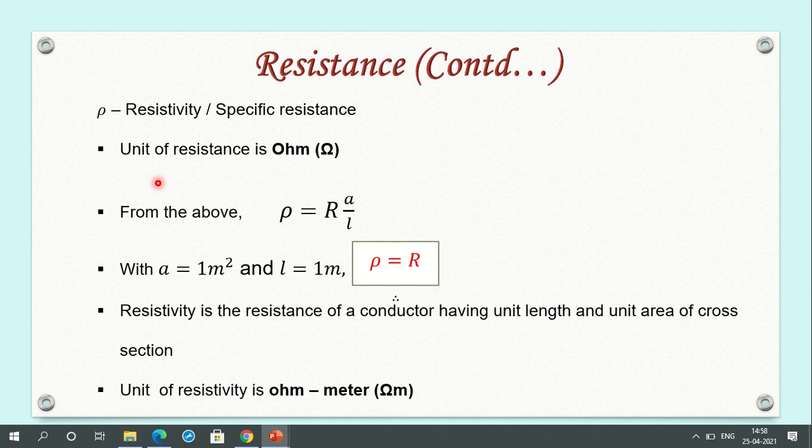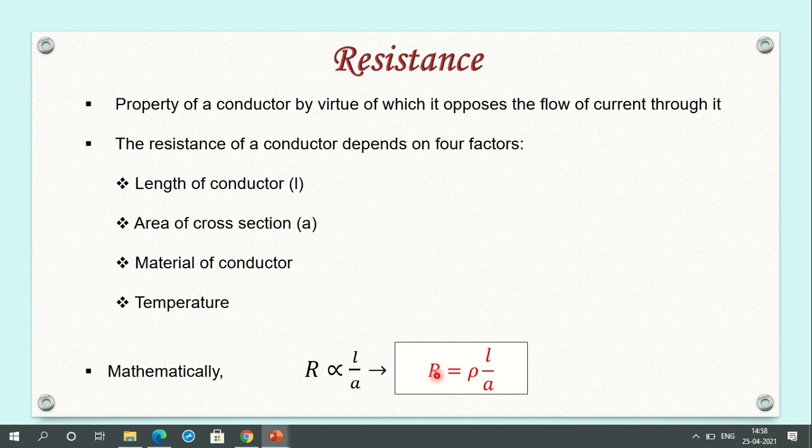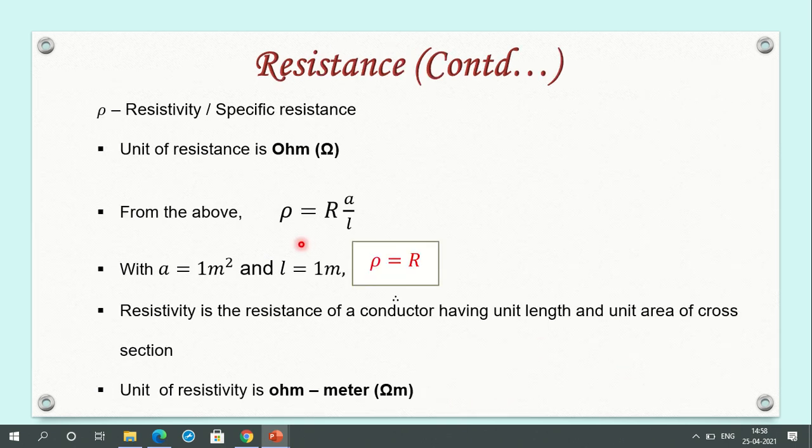The unit of resistance is ohm. This is the symbol of ohm. From this equation, R is equal to rho L by A, we can write rho is equal to R into A divided by L. In this equation, let us substitute area of cross section as 1 meter square and length as 1 meter. So A and L are 1, and we get rho is equal to R.